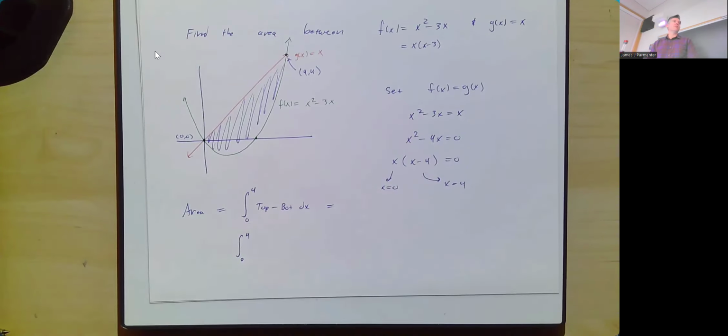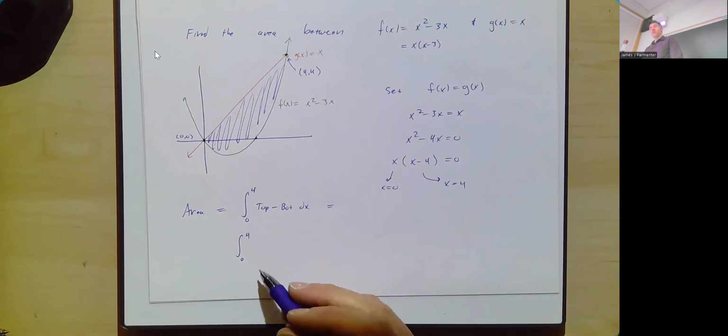which function is the top function? g of x equal to x or f of x equal to x squared minus 3x? Yeah, g of x. Now, what if I didn't have the graph in front of me? How would I know which function was the top function? Here's what I would do.